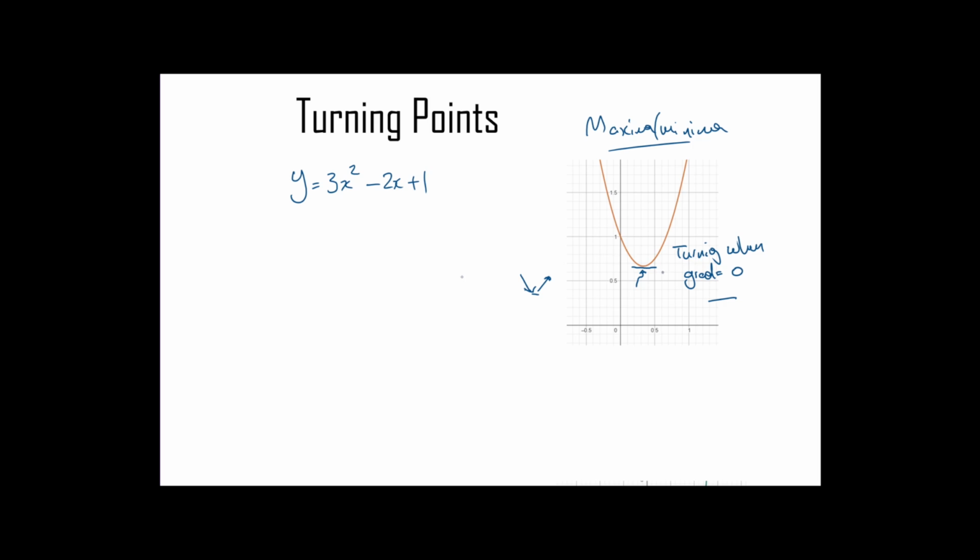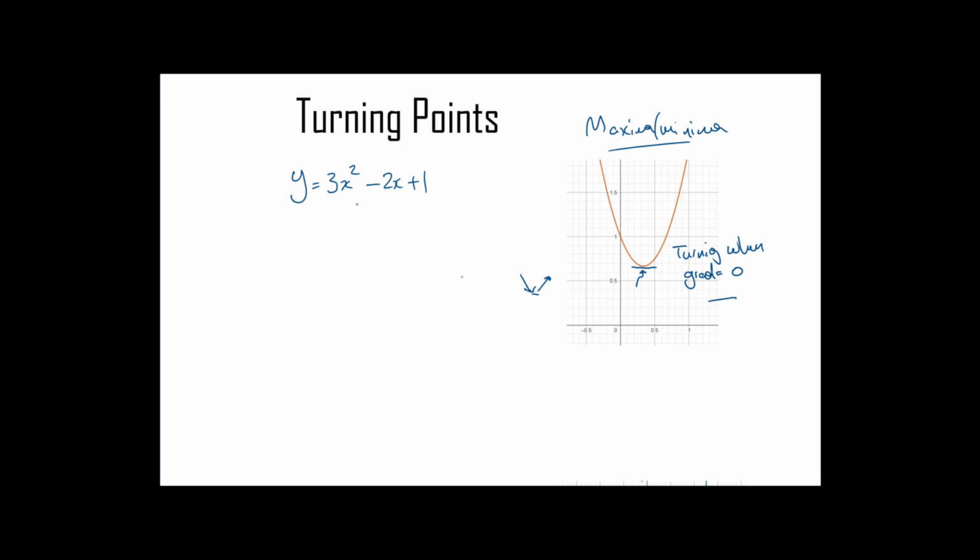Okay, and then we're going to do the second derivative test, and the second derivative test will tell us whether something is a maxima or a minima. Okay, so we need to find the gradient. So what we're going to do is we're going to differentiate this. We always differentiate when we want to find the gradient.